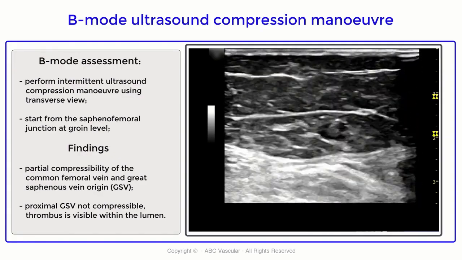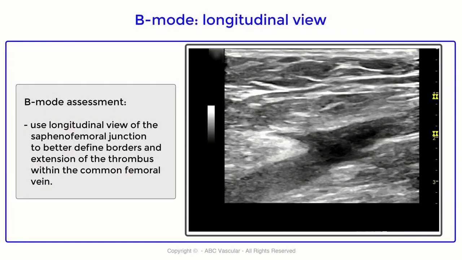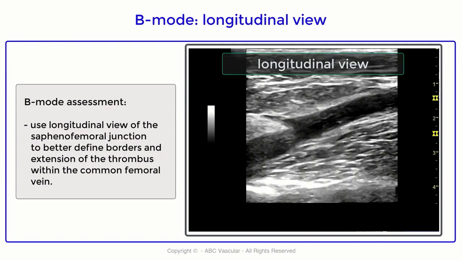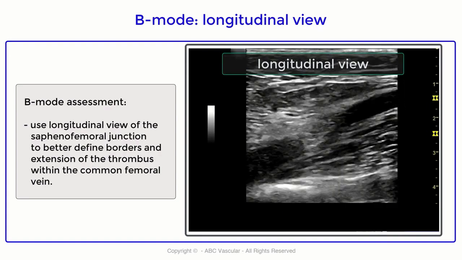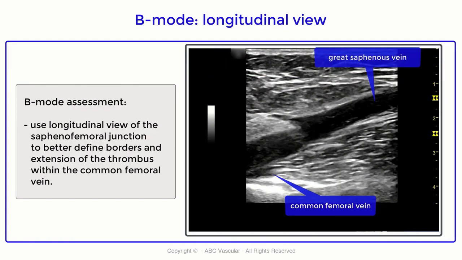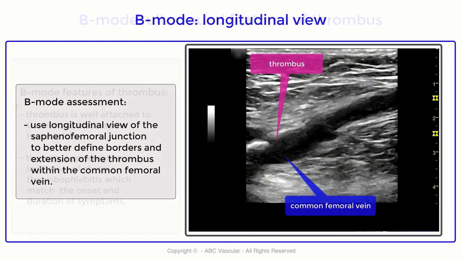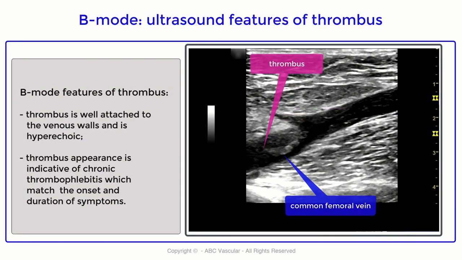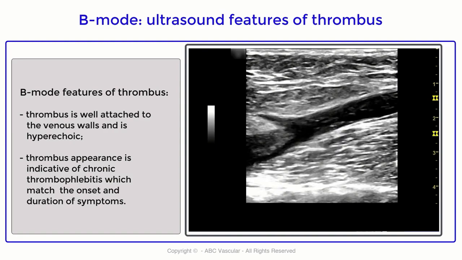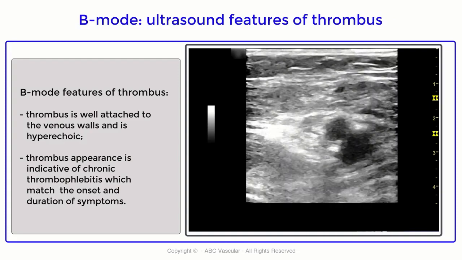We then can move the transducer back into the saphenofemoral junction to better assess the borders and extension of the thrombus. The thrombus is hyperechoic, well attached to the wall of the great saphenous vein, with extension into the saphenofemoral junction and proximal region of the common femoral vein. As the thrombus within the common femoral vein was limited to the region adjacent to the saphenofemoral junction, it was considered as an extension of the great saphenous vein thrombosis.